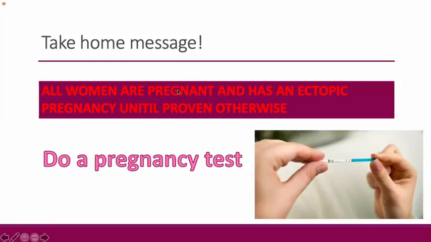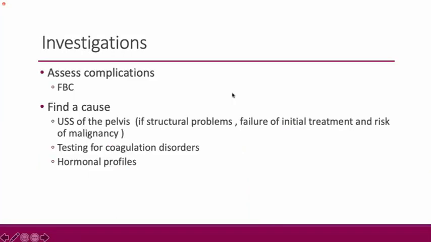Right, so do a pregnancy test. That is one take-home message for you guys. Right, investigations. We want to know whether she has developed anemia. That's the commonest complication somebody who's bleeding can have. So we do a full blood count. And to find a cause. So investigations can be to find a complication and to find a cause.